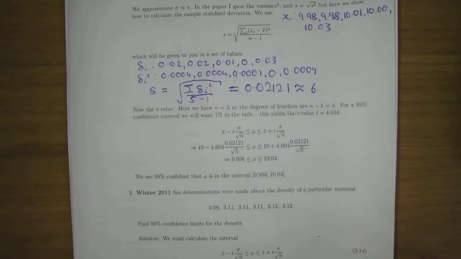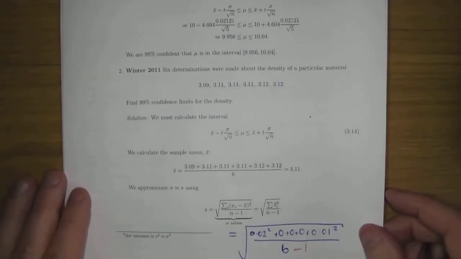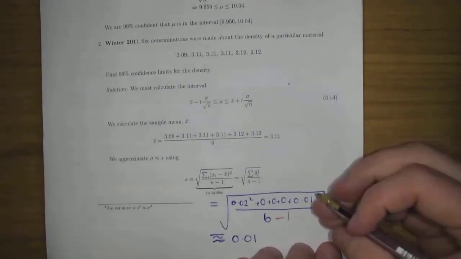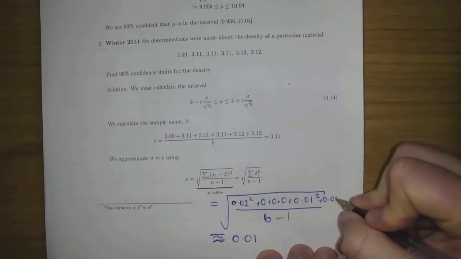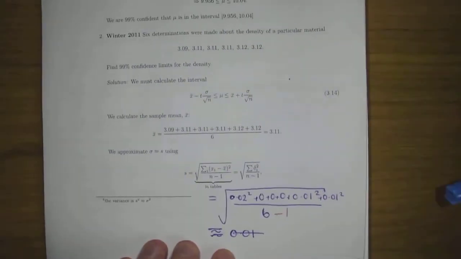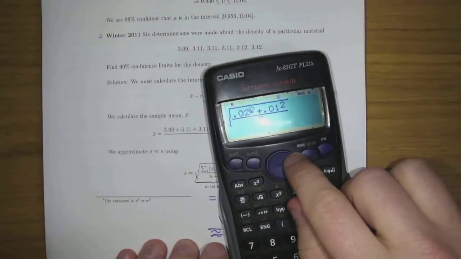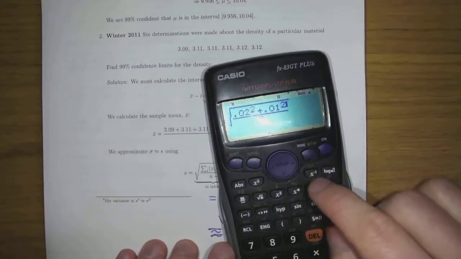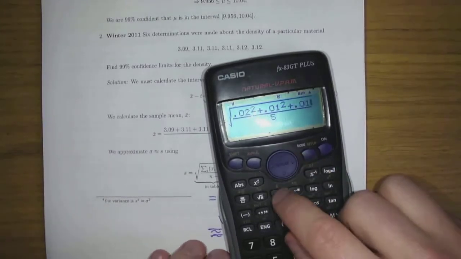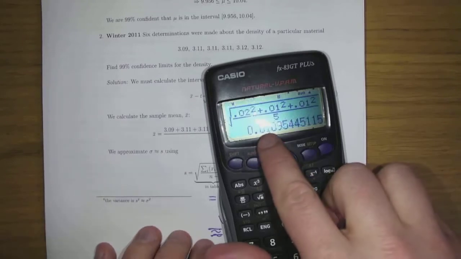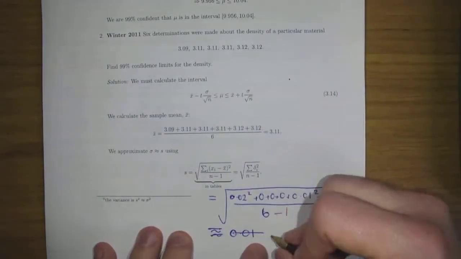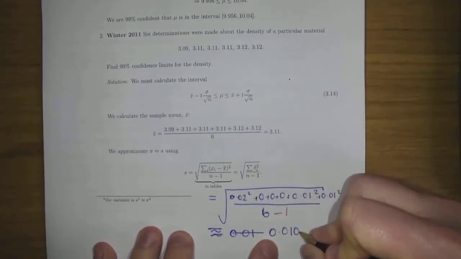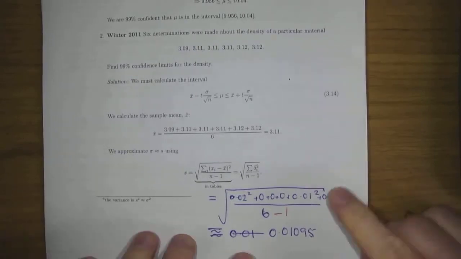What's going on here then? Oh, there's two of these, sorry. Plus 0.01 squared. There's another one there. So 0.01095. You can see it's a bigger number because there was more deviation there than I thought.